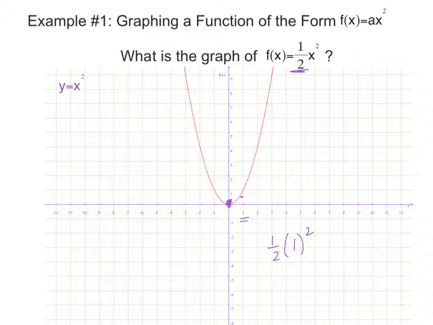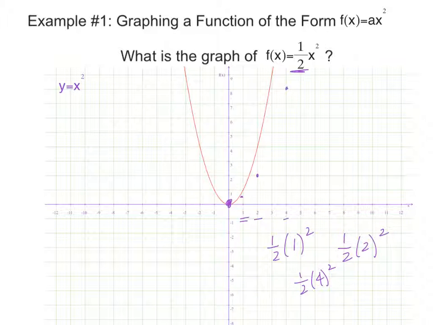Now I'm going to test 2. That'd be 1/2 times 2 squared. 2 squared is 4, and half of 4 is 2. So that will place my next point here. Let's do one more, and I'm going to bump it all the way up to 4. So 1/2 times 4 squared. 4 squared is 16. Half of 16 is 8. So that's going to bump me all the way up here.